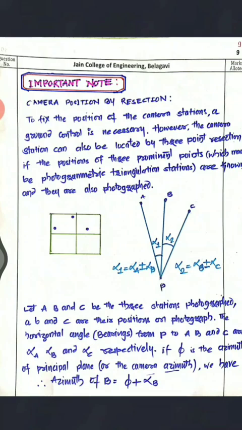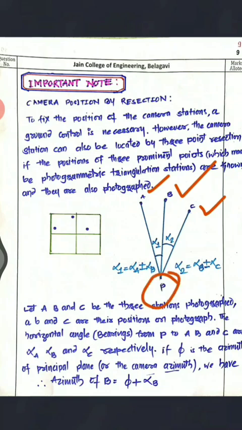To fix the position of the camera station, a ground control is necessary. However, the camera station can also be located by three-point resection if the positions of three prominent points, which may be photographic triangulation stations, are known, and they are also photographed. Now here you can see this is the photographic plane, and you will have three different points, A, B and C. So those points I have shown on the photograph. In general it will be like this. See, this is A, B and C.